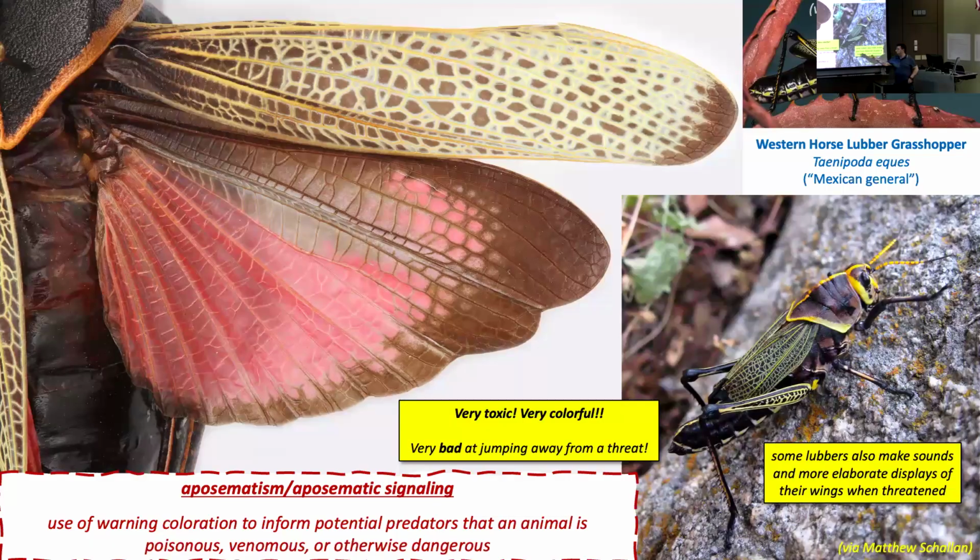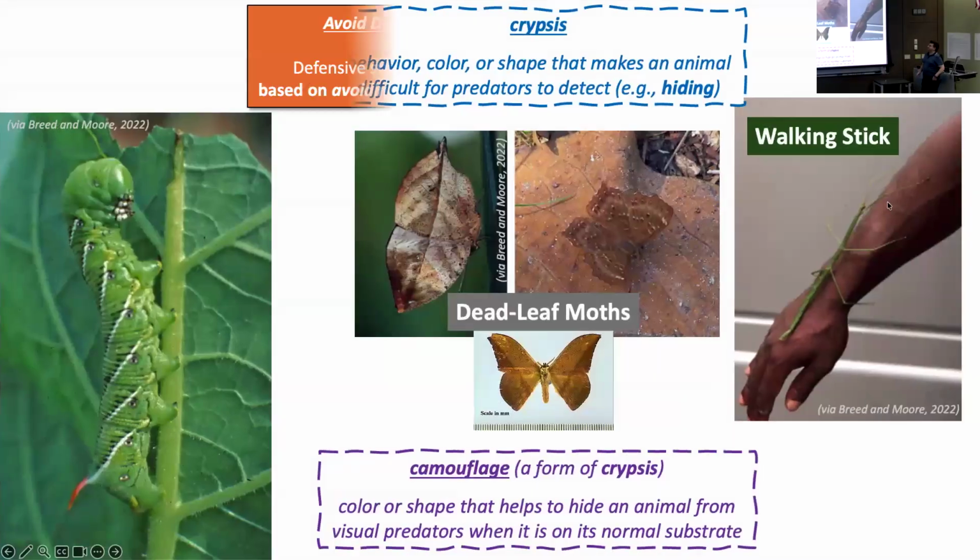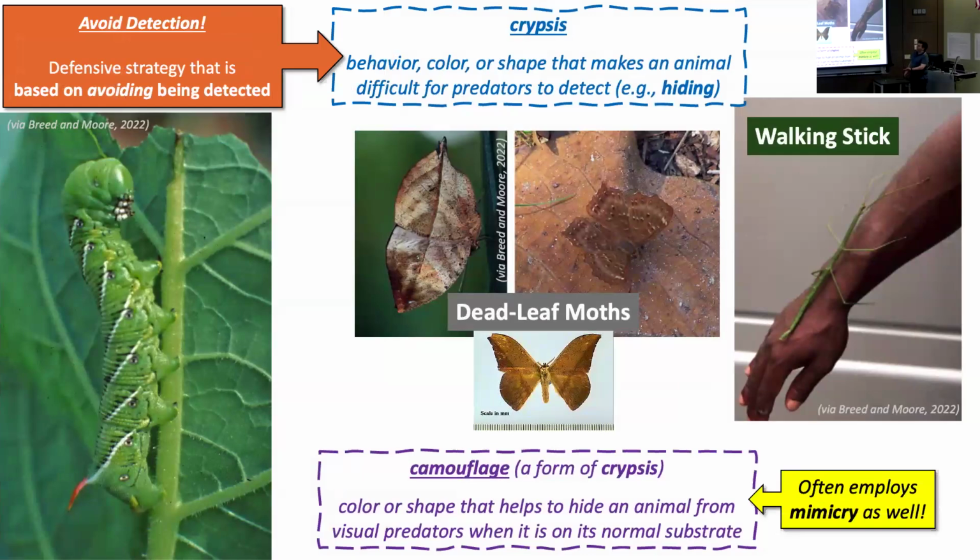So a great example of aposematic signaling in these lubbers, these Mexican generals, as they call them here, which might not be a good term, but it is the term I think they use down there. All right, so aposematic signaling. Other examples of similar things going on here is crypsis. So aposematic signaling is you're trying to be seen. Crypsis is you're trying not to be seen.